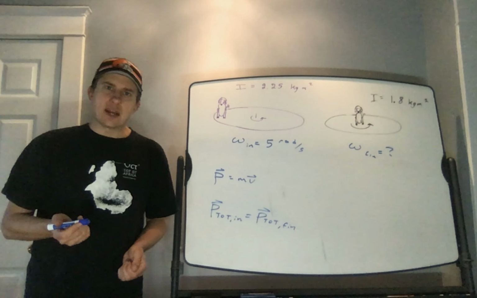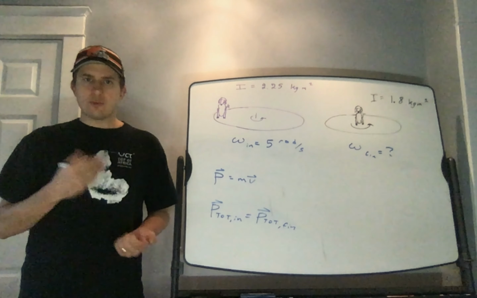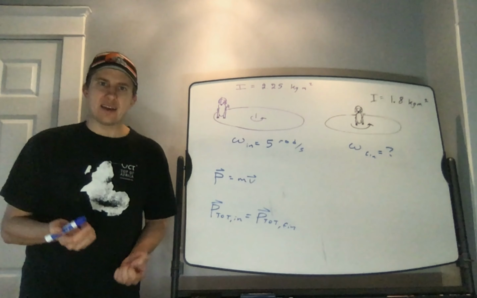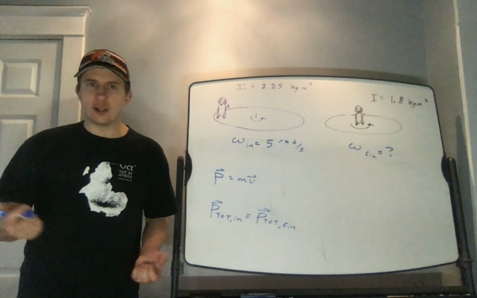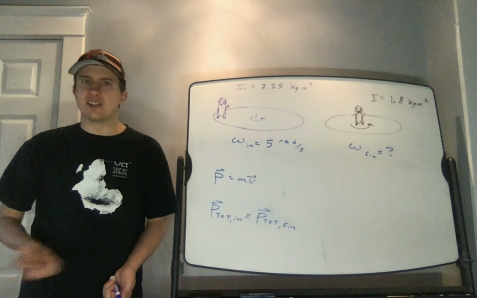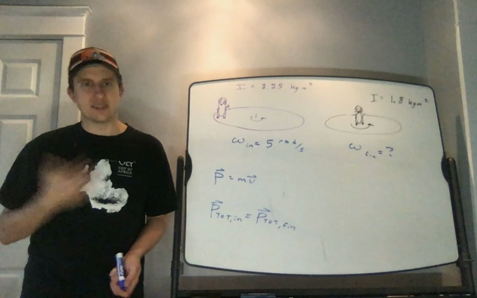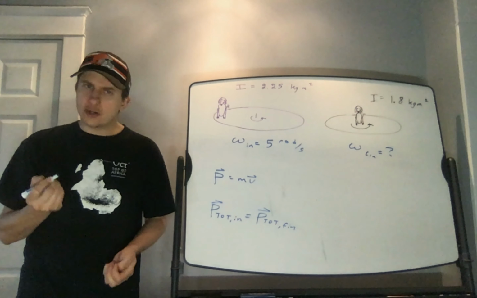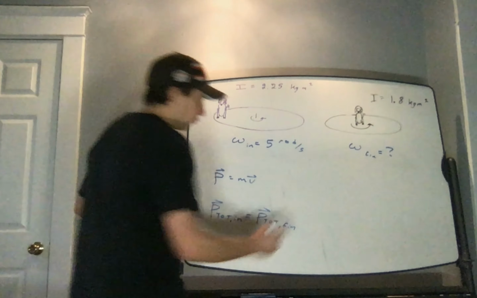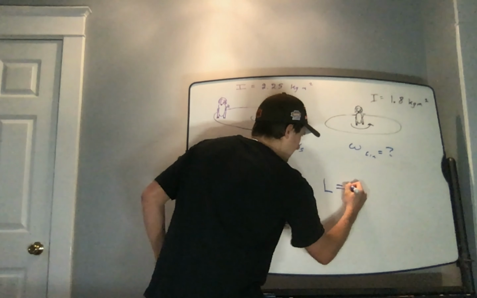The rotational analog of momentum, which is angular momentum, is the rotational analog of mass times the rotational analog of velocity. The rotational analog of mass is moment of inertia, and the rotational analog of velocity is angular velocity. So I could write angular momentum, which is designated by capital letter L, as I times omega.